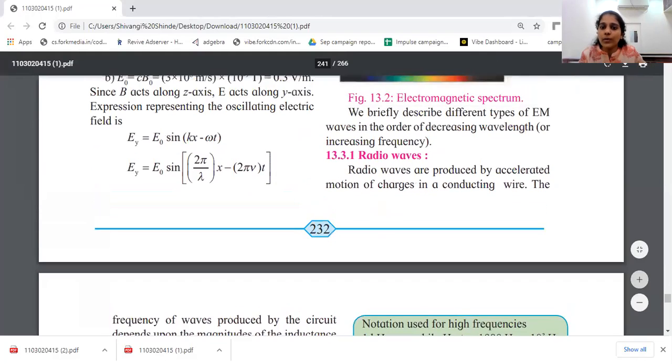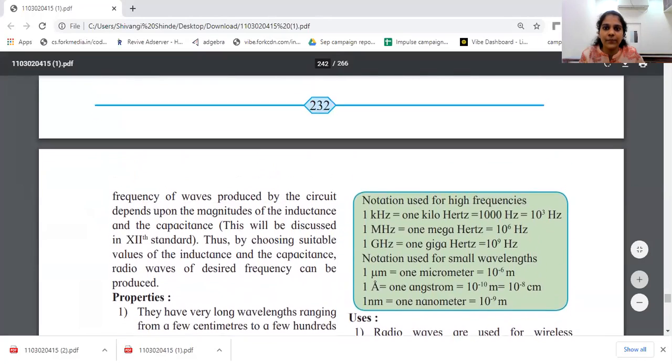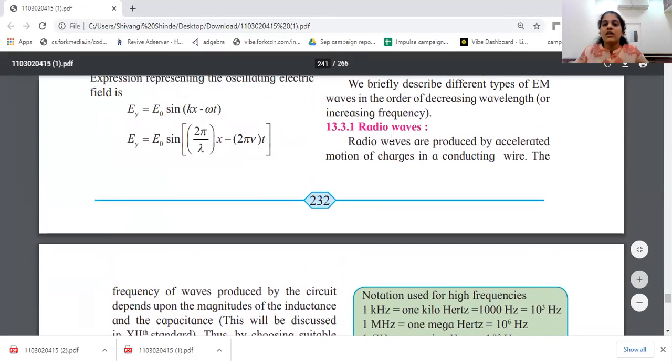So don't worry students, today I'm not going to cover each and every wave, but I'm planning to cover a few of them. So let us start with the first, radio waves. All right, let us read what is written. Radio waves are produced by accelerated motion of charges in a conducting wire.